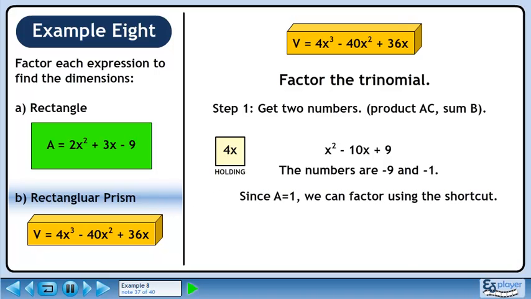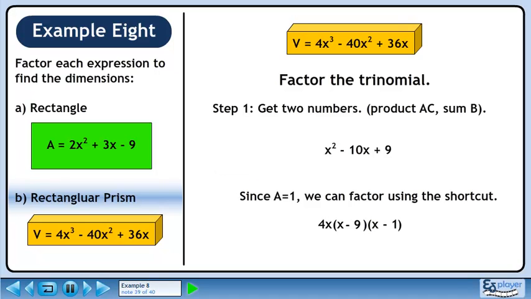Since a equals 1, we can factor using the shortcut. The factored form of the trinomial is x minus 9 times x minus 1. Don't forget to retrieve 4x from holding. The dimensions of the rectangular prism are 4x, x minus 9, and x minus 1.